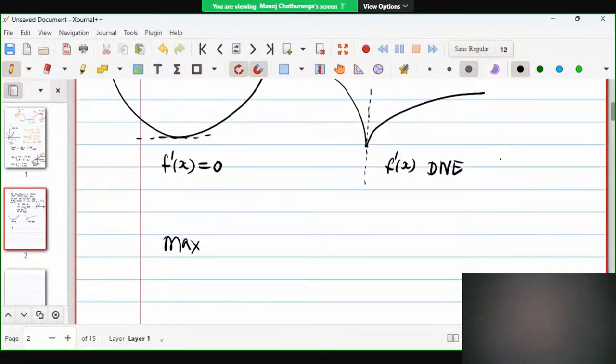So max or min essentially implies you need to look at critical points. This implication doesn't go the other way. If you are looking for maximum and minimum points, you should always look at critical points because every maximum or minimum point is a critical point. It doesn't go the other way. Some of the critical points are not maximum or minimum points.